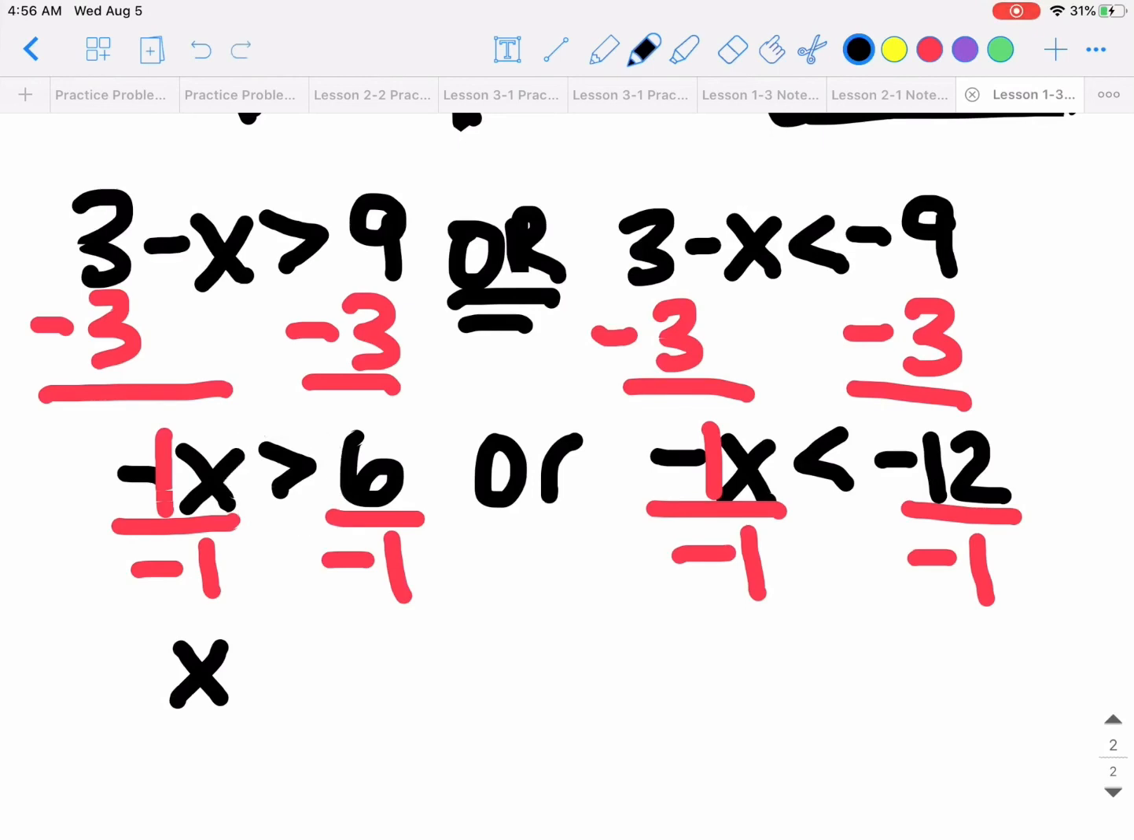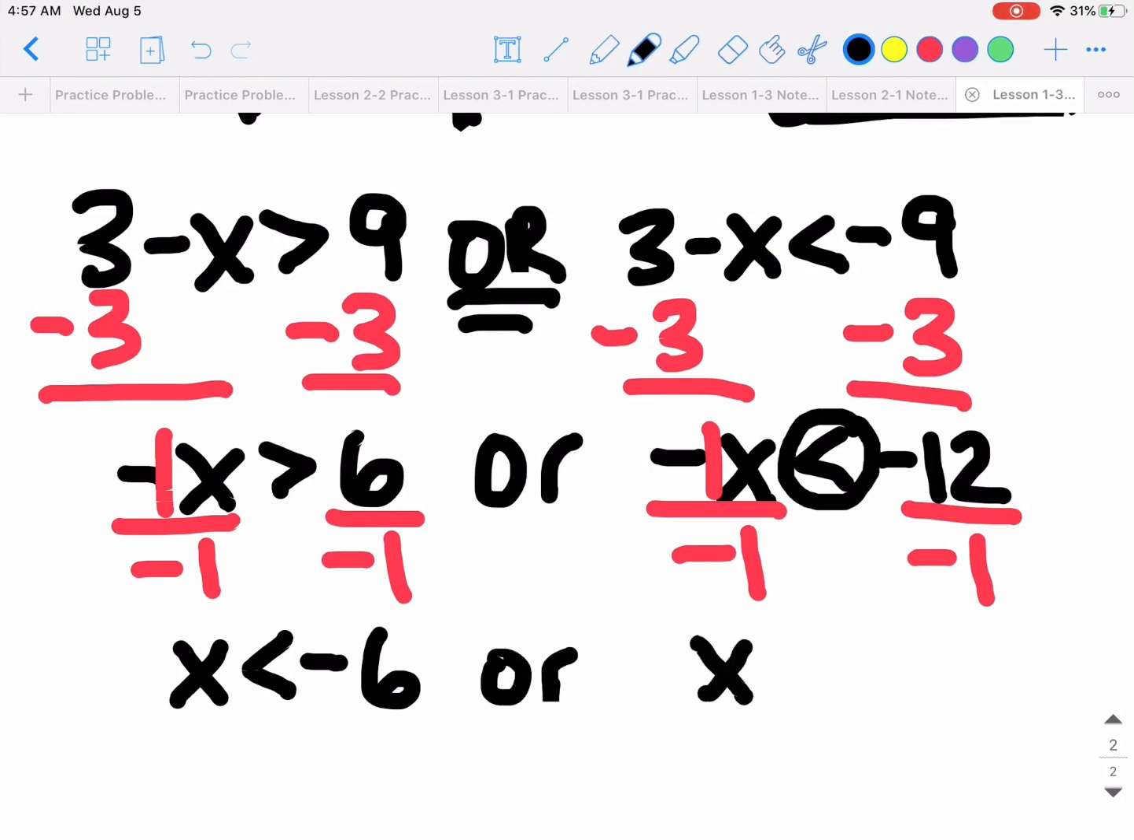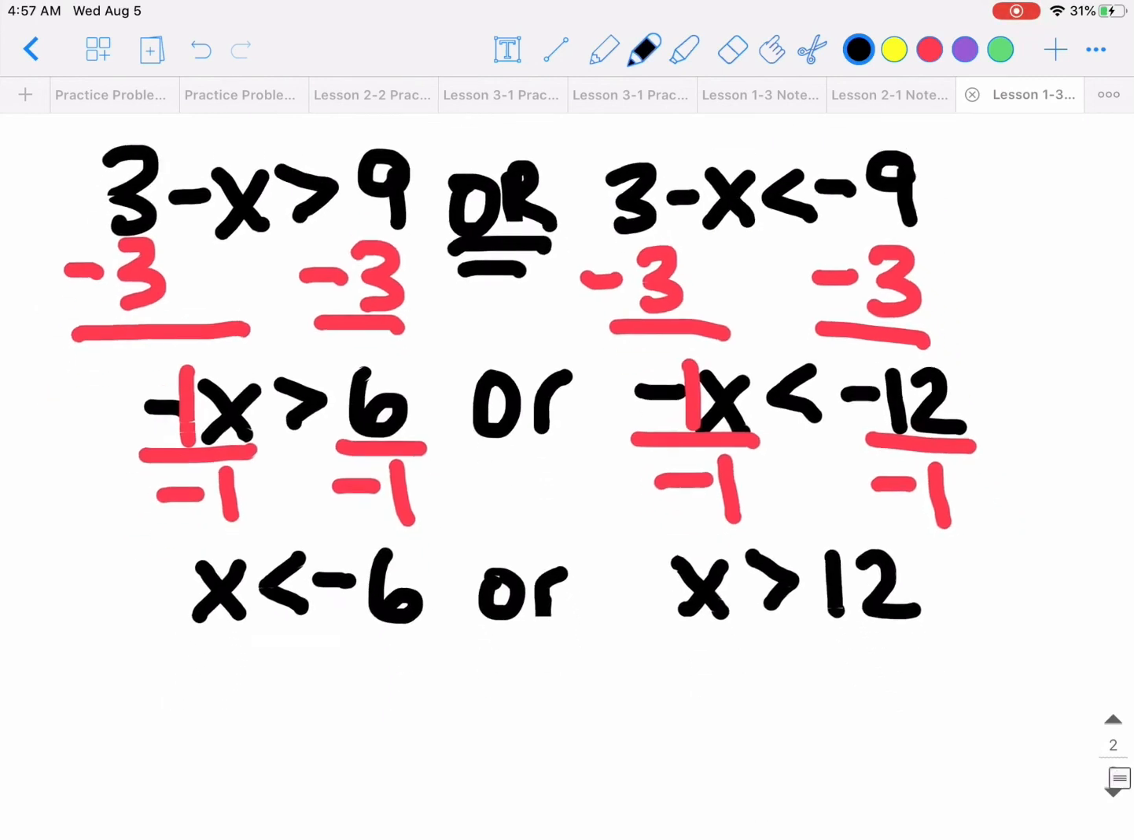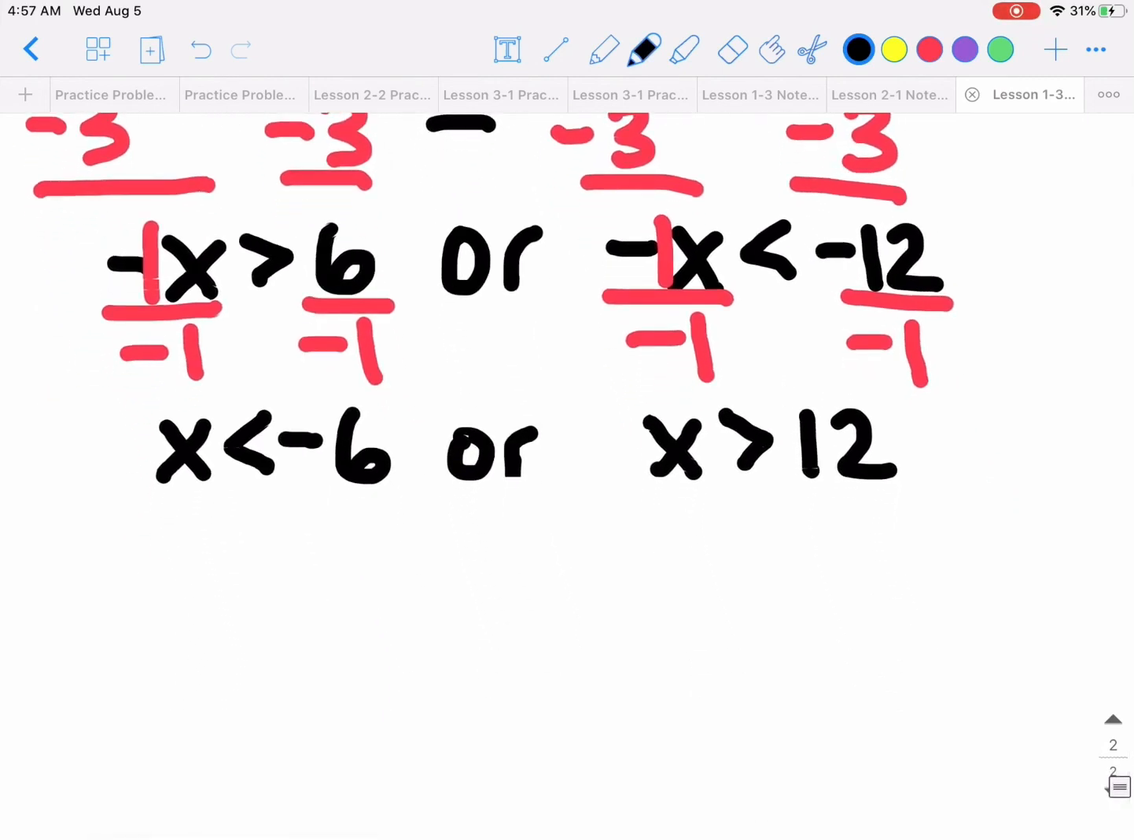So if the sign is greater than, it's going to become less than. So x is less than negative 6, since 6 divided by negative 1 is negative 6. Or x is, it's going to change from less than to greater than positive 12. So I have x is less than negative 6 or x is greater than positive 12.